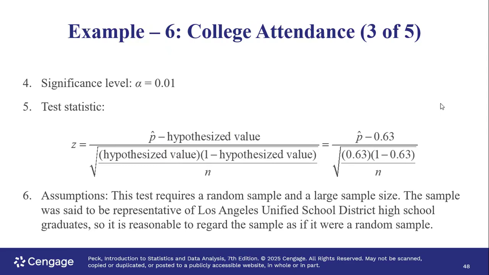Since the test statistic value is in the left tail, we have to calculate the area to the left of minus 5.09, which is the test statistic. And this is a two-tail test. So after we find the area to the left of minus 5.09 under the standard normal curve, we have to multiply that area by 2.